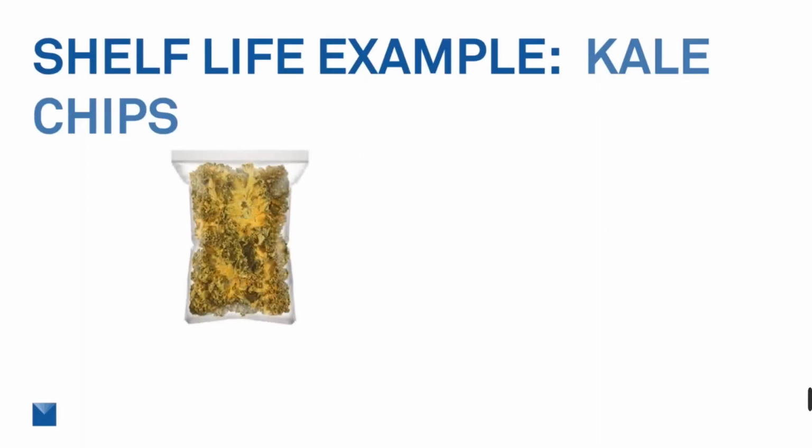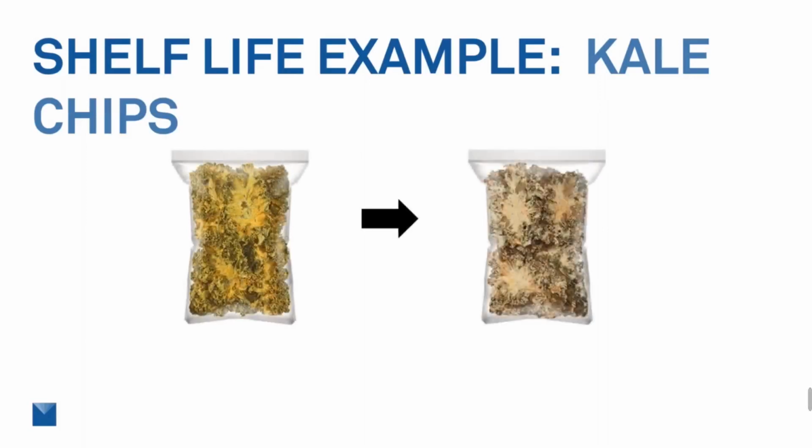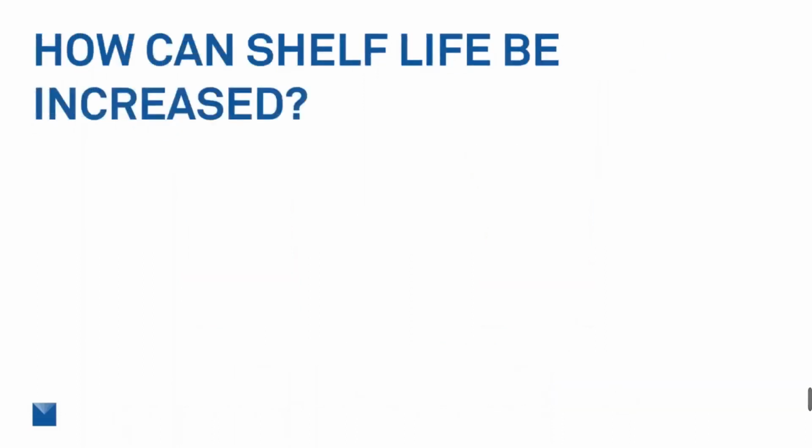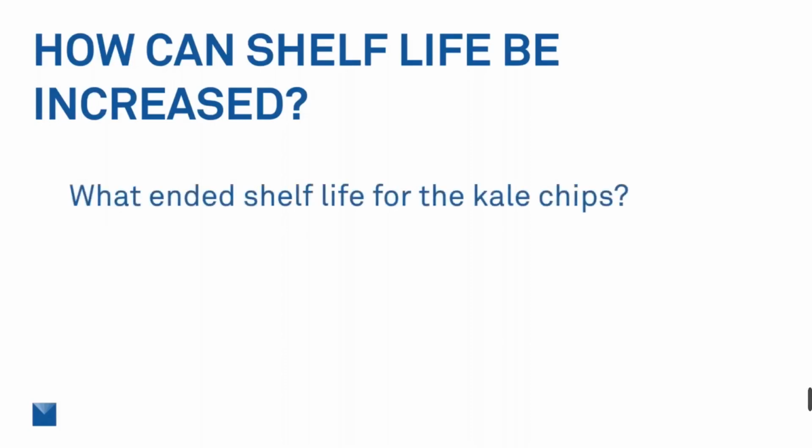All right, so here we have some nice, beautiful kale chips and some not so nice kale chips here. The manufacturer had a shelf life of only 30 days. Their issues were that they had a loss of texture, which I mentioned before, and also mold growth. So we actually have two modes of failure in this example. So how can we increase the shelf life? 30 days made it difficult for them to ship their product very far, so they wanted to increase that.